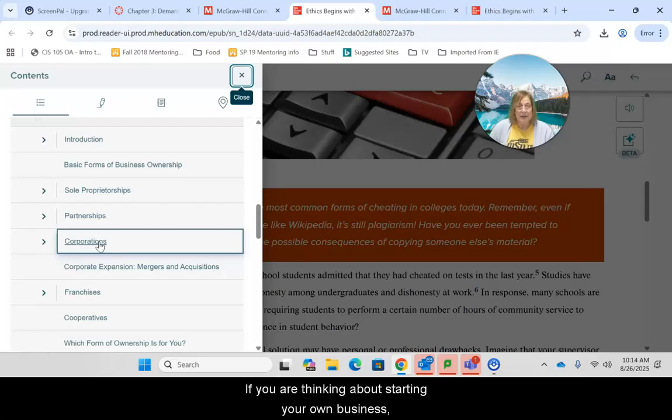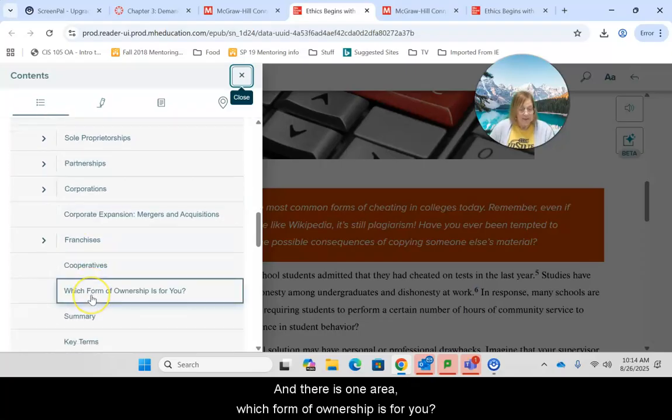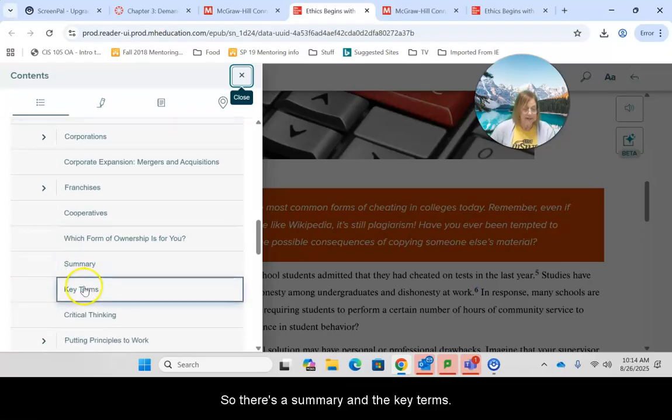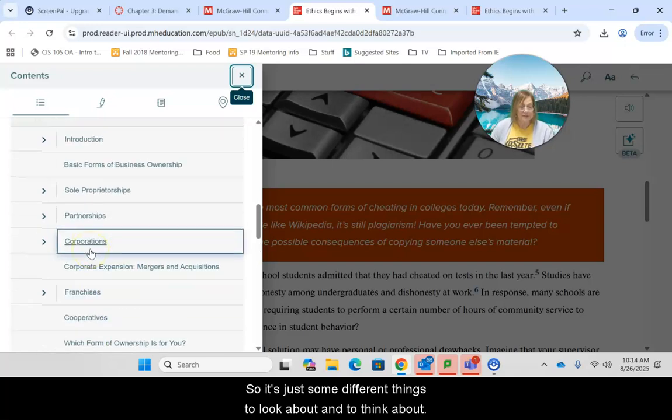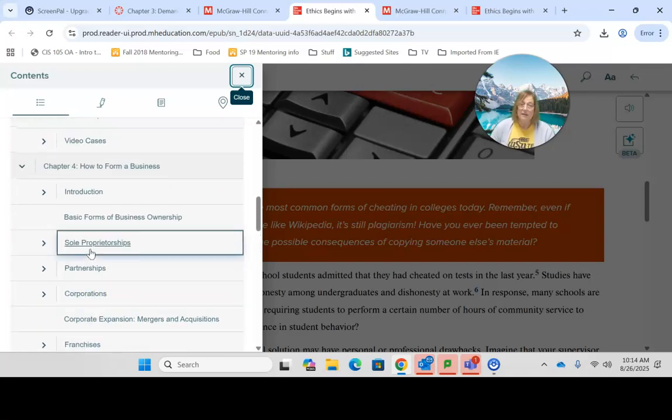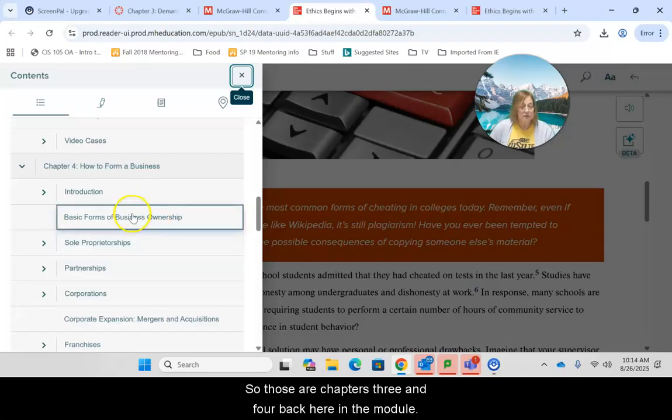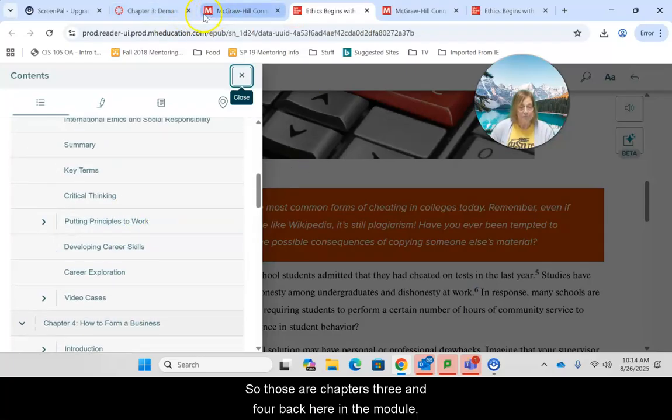If you are thinking about starting your own business, this is one chapter that you really want to pay attention to, to get an idea of what type of business you want to start. And there is one area on which form of ownership is for you. So there's a summary and the key terms. It's just some different things to look at and to think about if you're thinking about forming your own business. How do you do that? So those are chapters 3 and 4.